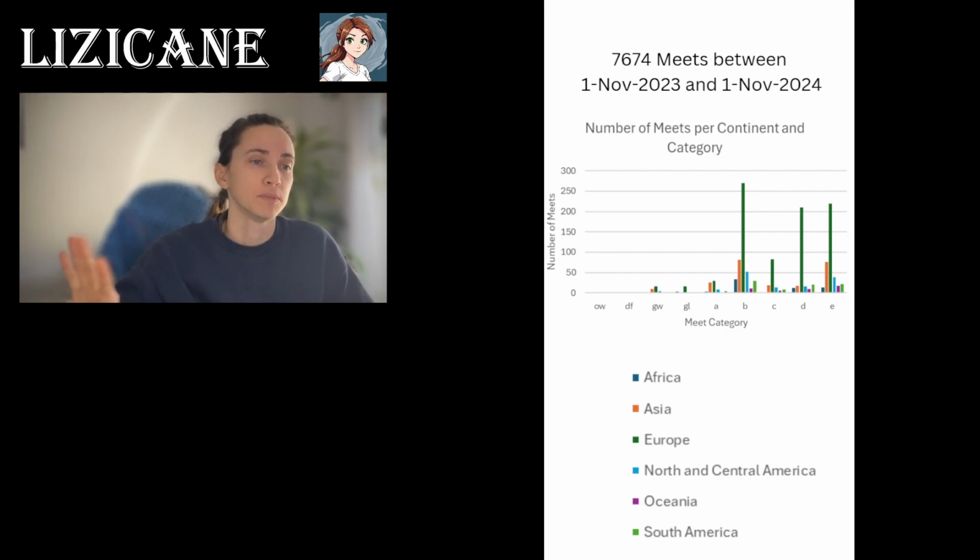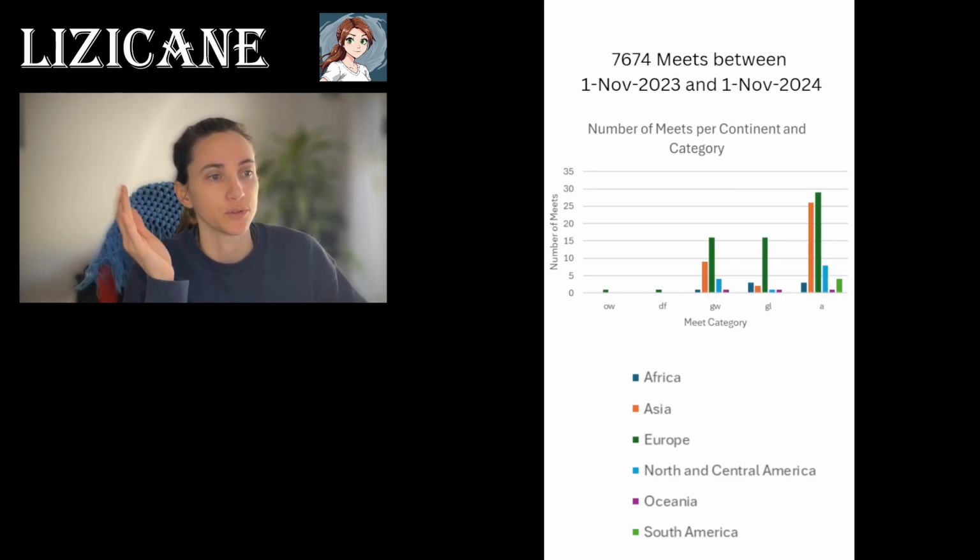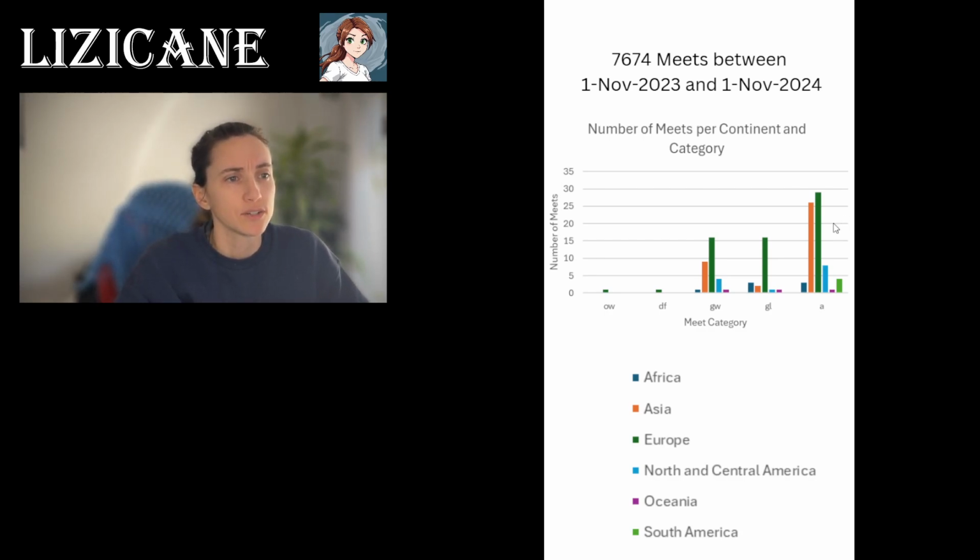So again, we're going to zoom in. We're going to get rid of B through E, so that we can see A, GL, GW. And here, right, we have Asia coming in on A-level meets. That's the closest category we have to having something close to Europe. But Europe is still winning. Just want to point that out. Europe is winning in the GL, Europe is winning in the GW, also the DF and the OW. There's only one Olympic meet, right? And there's only one, I think, Diamond League final, so it makes sense that there's only one blip total on both of those categories.